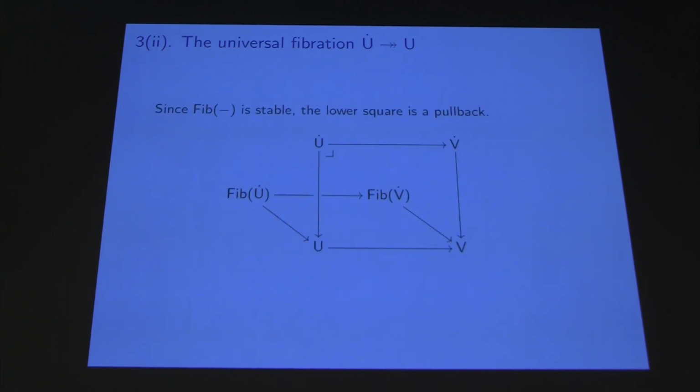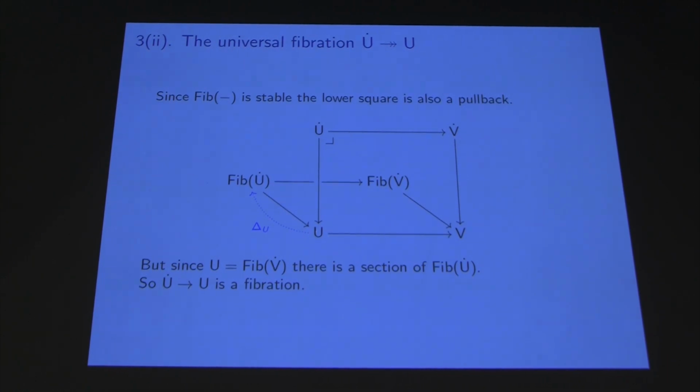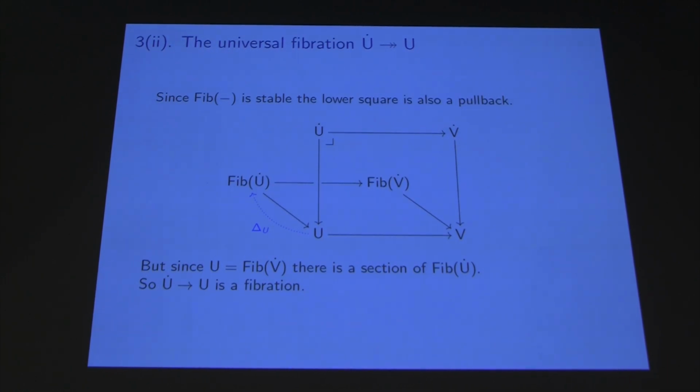That it is a fibration is easy, because look, its fibration structures are the pullback of the fibration structures on the universal map. Oh, but this is that, and so it's the pullback of this thing against itself. And so, of course, this has a section, namely the diagonal. So this has a section, so this is a fibration. So you see, it's a completely formal construction, just using the fact that the type of fibration structures is stable under pullback.